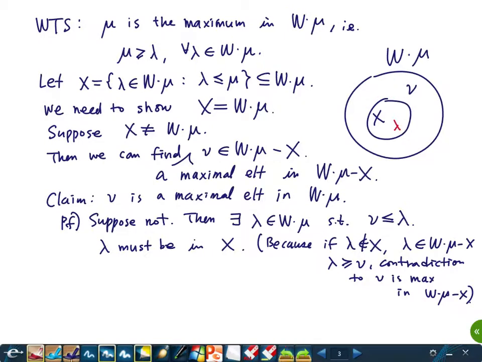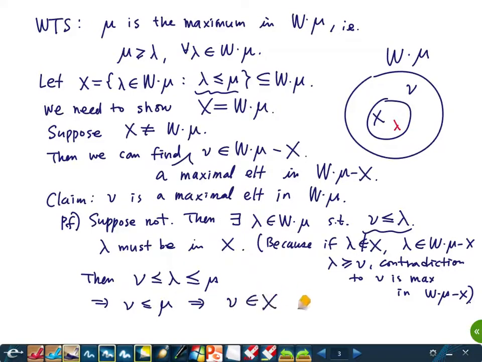So lambda is here, but now what does that mean? Then, by definition of X, nu is smaller than lambda because of this, but lambda is smaller than mu because lambda is in X. That means nu is smaller than mu, but then this implies nu is in X, which is a contradiction. That means it has to be the case.